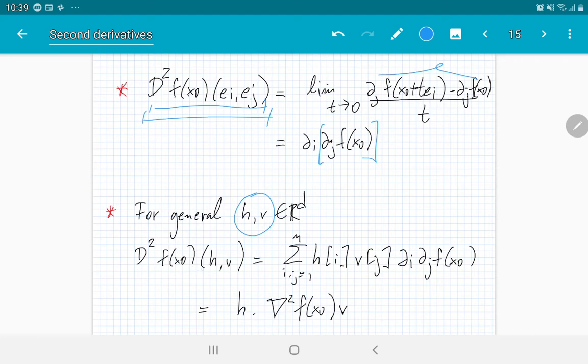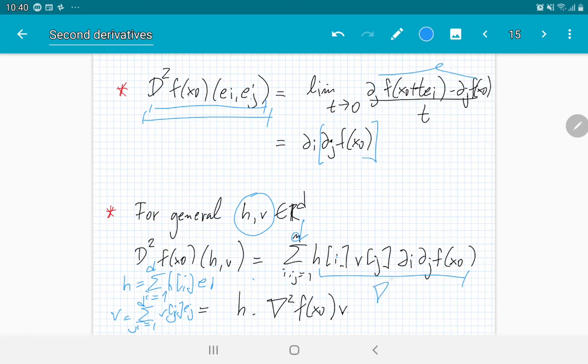If I want to compute this, I can just use bilinearity and decompose, right? So h is the sum of h_i, the ith coordinate, times e_i, and something similar for v. And we'll end up with this expression. Sorry, this should be d. We just do this decomposition, apply bilinearity, and we end up with this. And this, of course, has the form of a vector in a product with a matrix times a vector.